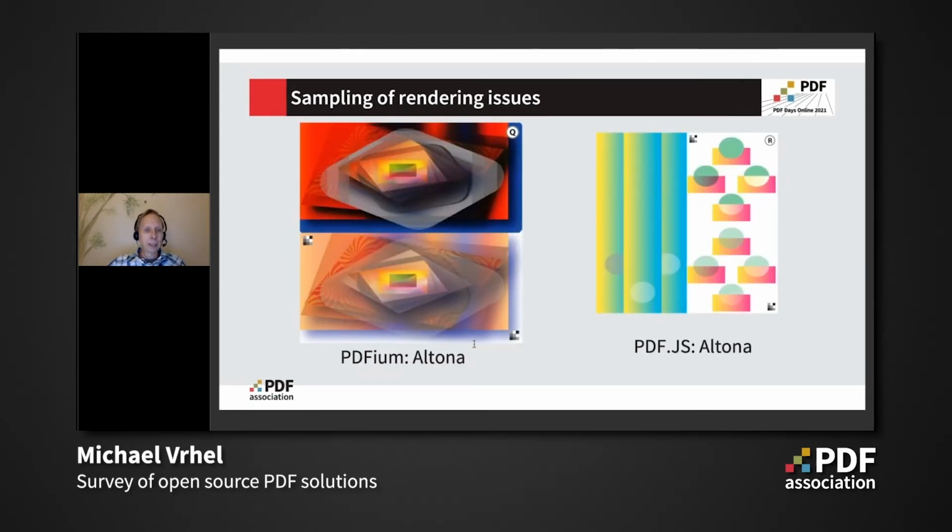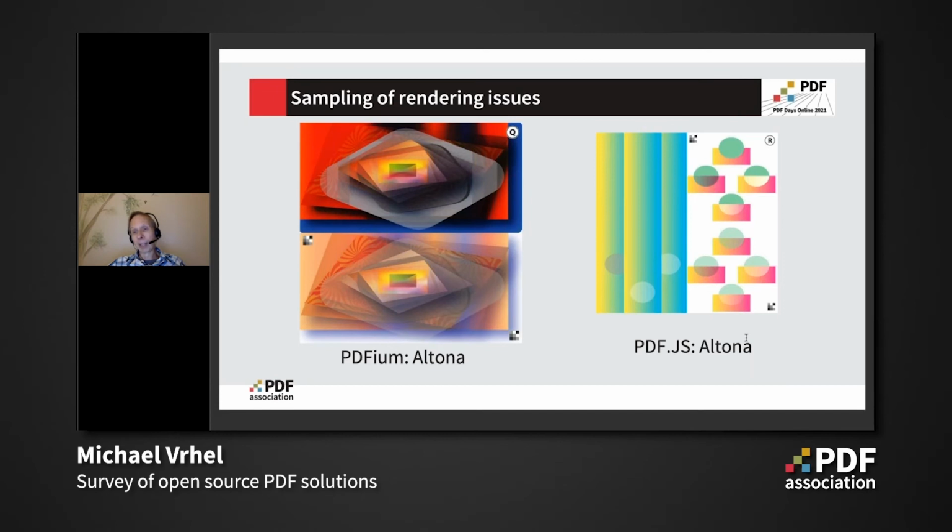In some other cases, PDFEM struggled a bit with some of the Altona file's pages. On this particular page, the image on the top is supposed to look like the one on the bottom, and you can see that this is actually quite a difficult page to get correct, since it's overlaying a whole series of transparency groups with different blend modes and soft masks, etc. But PDFEM was struggling with that.